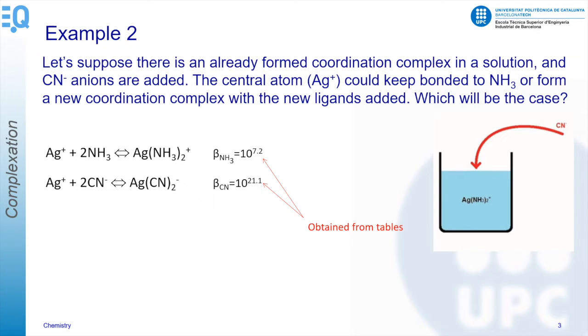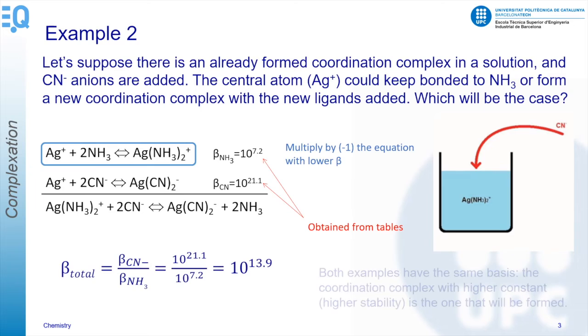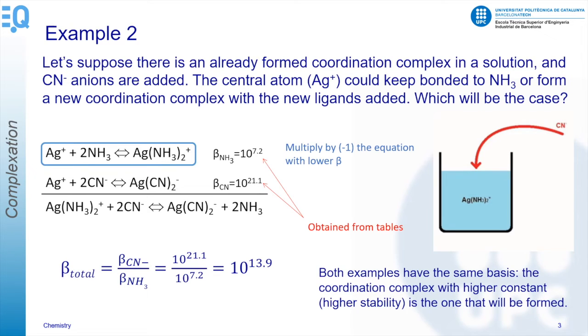Let's write the two possible coordination complex formation reactions. By doing this, we can see that the complex obtained after adding cyanide ions to the solution is the cyano-silver coordination complex. The cyano complex is favoured by 13.9 times over the ammonia complex. Here we are considering similar concentrations of ligands.